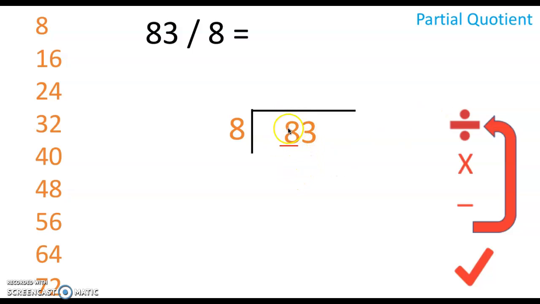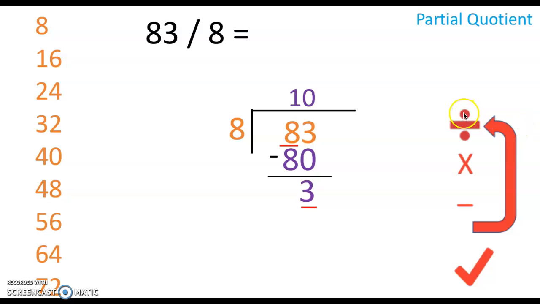If we have 8 cookies and 8 people, how many cookies would each person get? Yep, they'd each get 1, but that 1 is in the tens place, which is important when we go to multiply, because we're going to multiply on the outside. 10 times 8 is 80. Then we'll subtract. 83 minus 80 is 3.